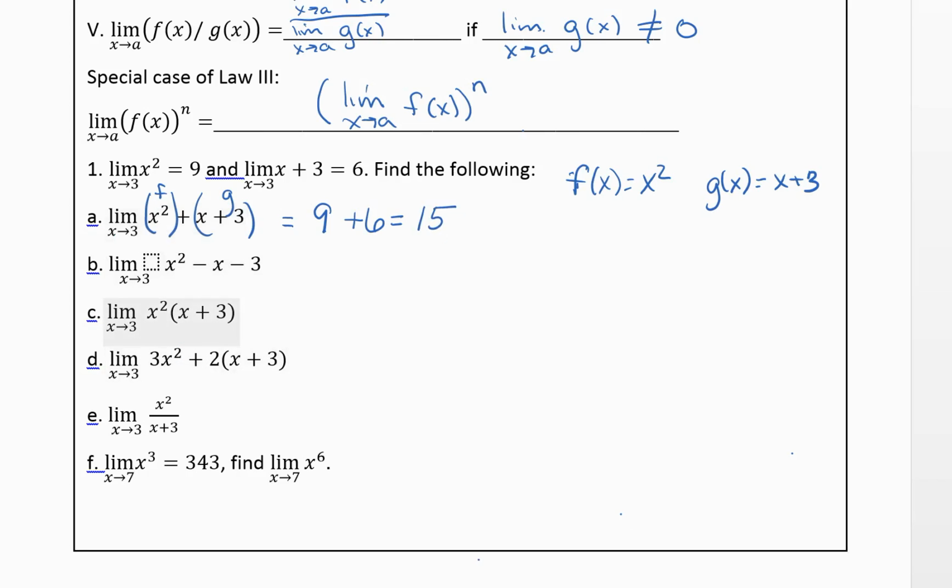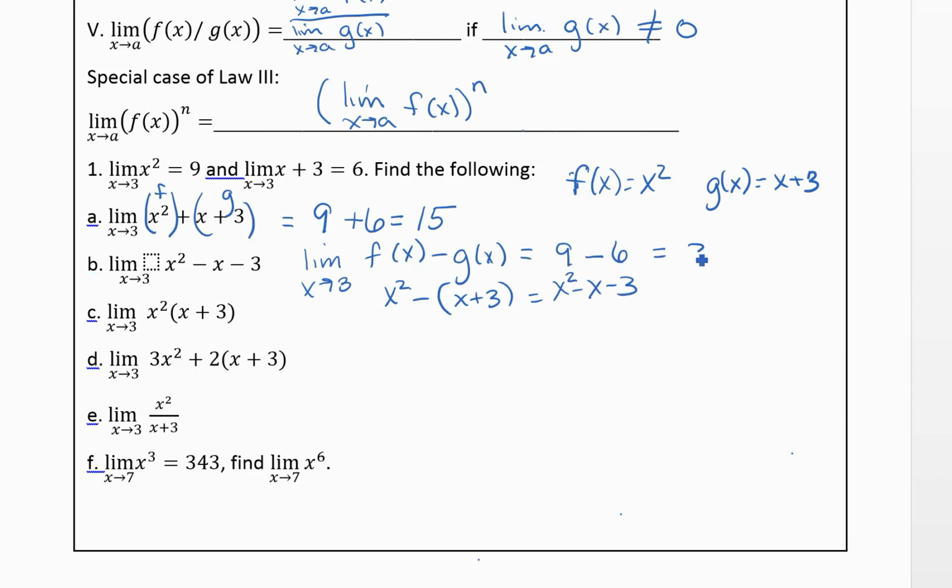Okay, here we want the limit as x goes to 3 of x squared minus x minus 3. Well, we can think of this like the limit as x goes to 3 of f of x minus g of x, because if we took x squared and subtracted x plus 3, which we'd have to put in parentheses, when we distribute the minus, we would get x squared minus x minus 3. So here we would take the limit of x squared, 9, minus the limit of x plus 3, which is 6. So our limit would be 3. Okay, this next one, we're multiplying f times g. So our limit laws tell us we can just multiply their limits. So 9 times 6 is 54.